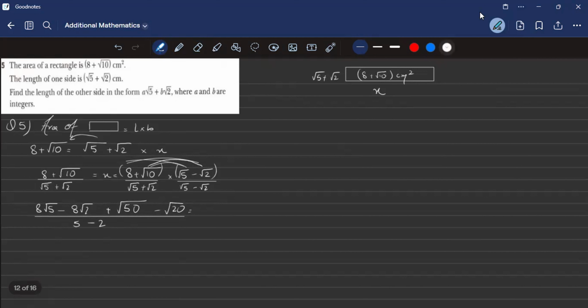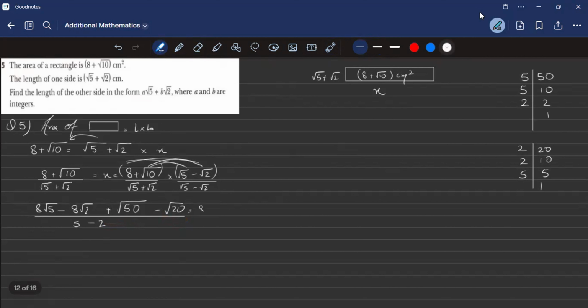Now simplify this further. So 8 under root 5. Right now, we can't make sense out of this answer. How can we bring it to the form a under root 5 plus b under root 2? Because we have under root 50 and under root 20. However, it is important to realize that we can simplify any surd further, except if it is a prime number. So under root 50 gives us 5 tens are 50, 5 twos are 10, and 2 ones are 2. And under root 20 gives us 2 tens are 20, 2 fives are 10, and 5 ones are 5.